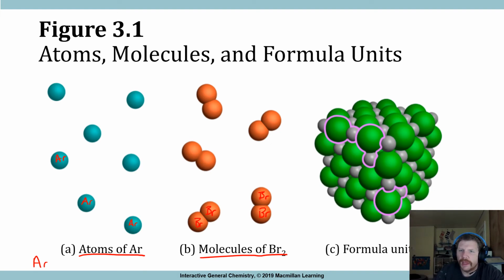formula units of NaCl. So this green sphere is Na, and the gray sphere is Cl. Well, if you were to break this all down, you don't have just one Na and one Cl. My A is not written particularly well there. Instead, you have a ratio of one Na to one Cl, but you have tons of them in this network together.